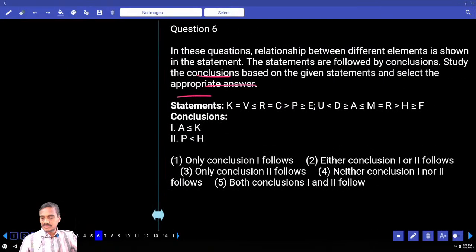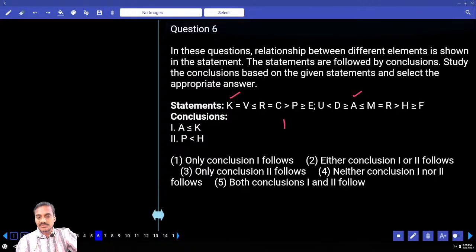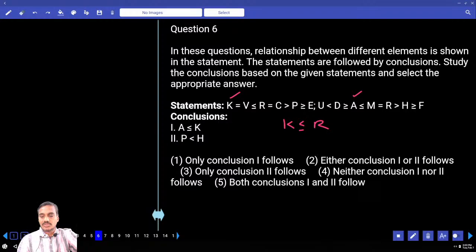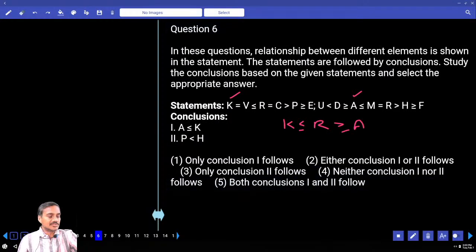Now 6 onwards. The sixth one, inequalities, first priority here. The relation between A and K. K is here, and where is A? Tell me which element is common? R is common. As R is common, K lesser than or equals to R, and again A lesser than or equals to R, and that is R greater than or equals to E. Now between K and A, two opposite symbols, hence no relation can be drawn.